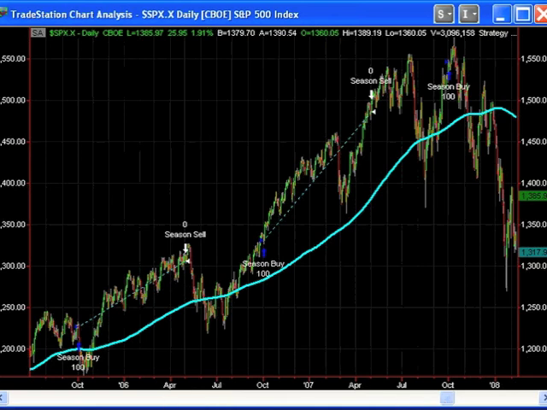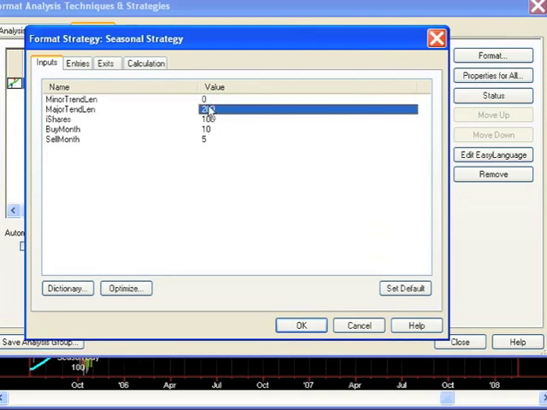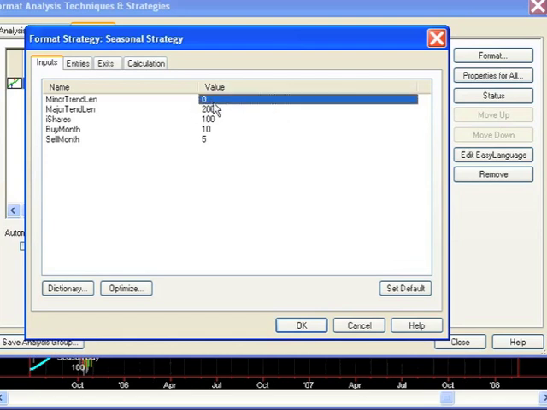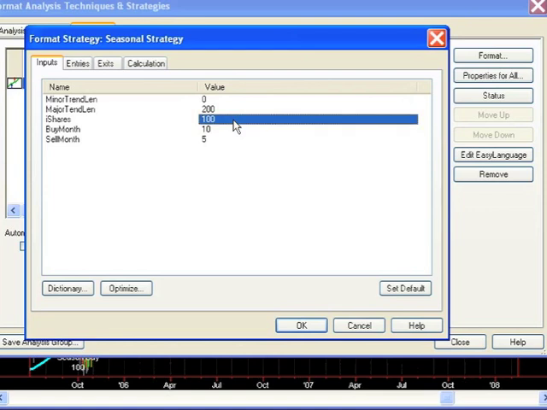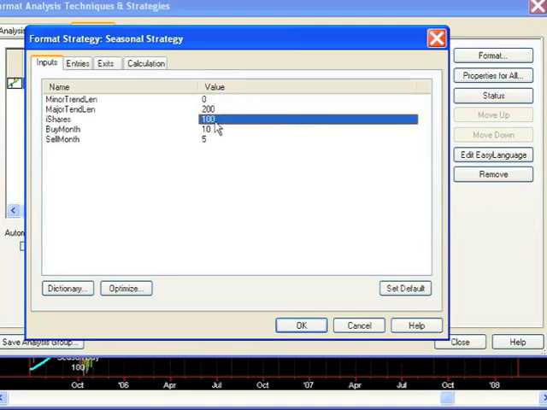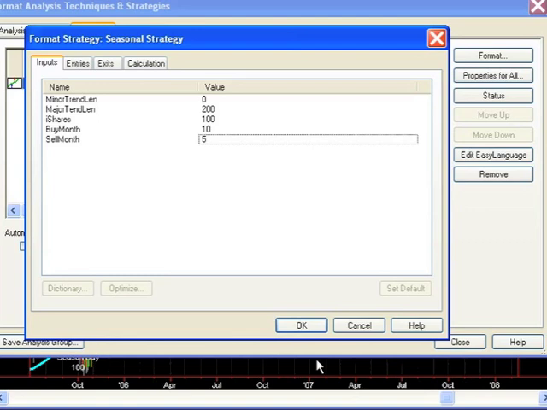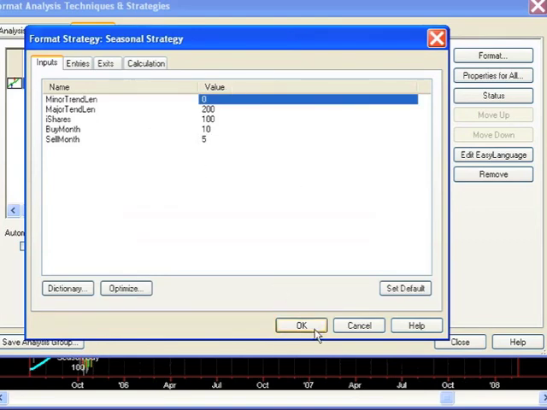Let me take a quick look at the strategy code inputs once again. Just want to show you that these first two inputs do control the trend filters, long and short, and you can enter 0 to disable them or simply activate them by entering the look back period. The next, of course, is iShares, which is the number of shares you want to buy, and of course the buy month and the sell month. Okay, those are the input values.